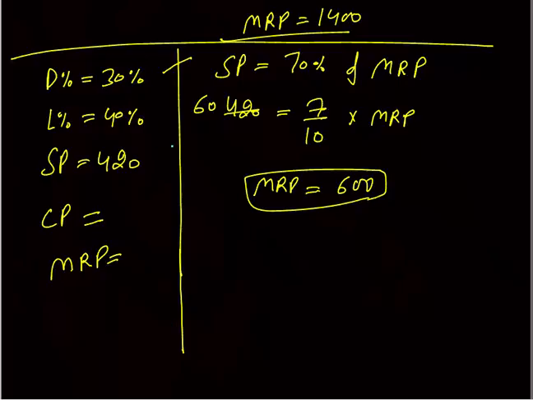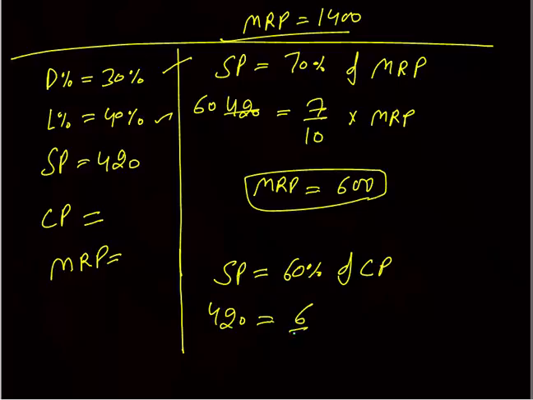Now loss of 40%. Whenever there is a loss of 40%, you are selling at 60% of cost price. Because whenever there is a loss, you are selling at less than cost price. What percent less than? 40%. So selling price is 60% of cost price. 420 is equal to 60%, that is 6 by 10 of CP. That is 70. So cost price will be 700.